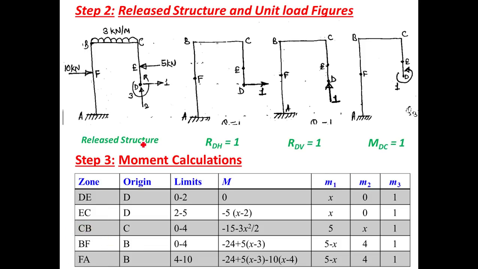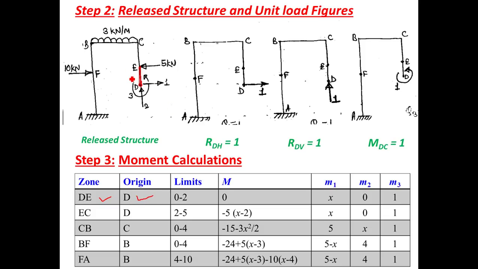Now we have already discussed how to divide the zones many times in beam and frame problems. So for the first zone we have to start from support D, because support A is fixed, so always start to move from support D towards A. So if you start to move from support D, the first zone is D to E, because after E the point load will come into the picture. So D to E is the first zone. For that, the origin is taken as D.